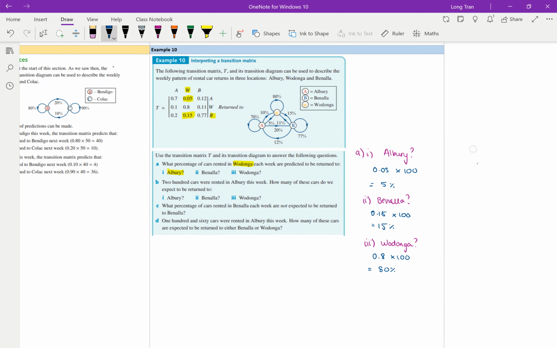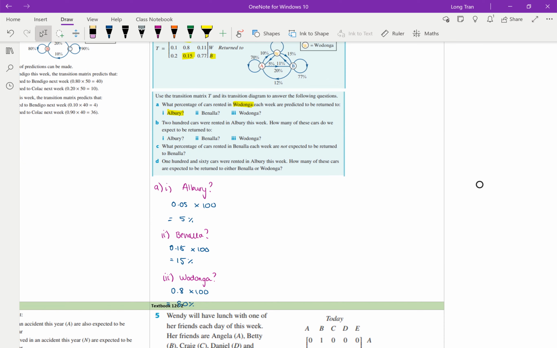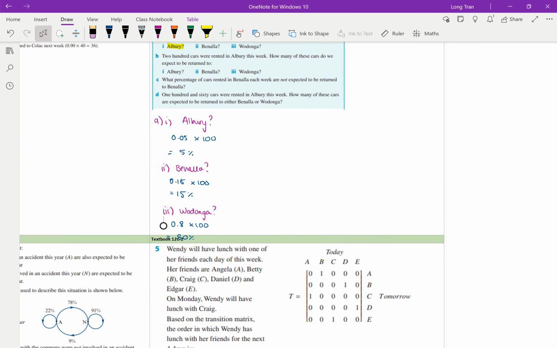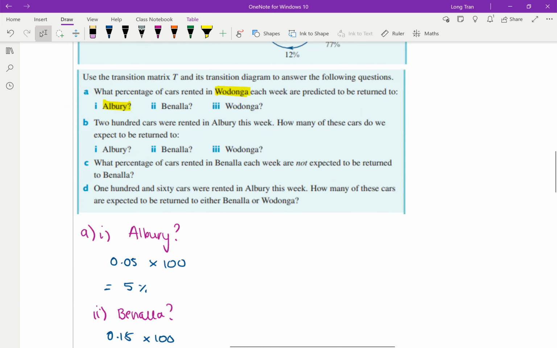Maybe I'll just move this across too, actually. I'll just put it over here. So it looks neat. All right. Ooh, that's not so neat. Maybe if I press enter. There we go. And then we'll do part B now.